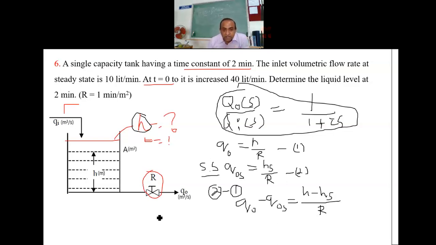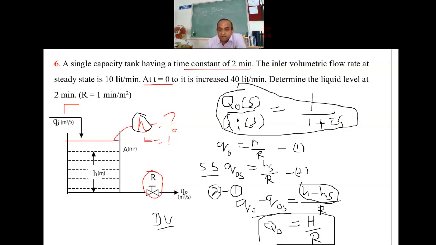I introduce deviation variable. This is the standard step. So for this, I'll call it capital Q naught, that is the deviation variable. For this, I'll write the deviation variable as capital H. The denominator is as it is, R. Okay, so this is what I got. Please remember, these are in time.